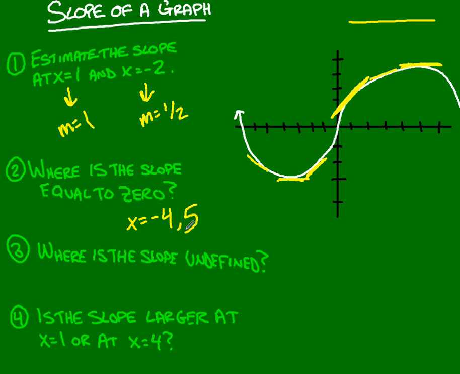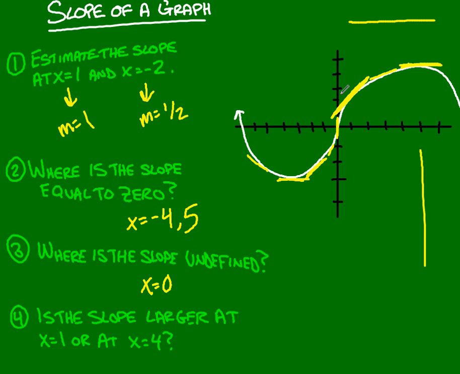Where is the slope undefined? An undefined slope is a vertical slope. So where does it look like I might get a vertical slope? I'd say maybe right there. You can argue that maybe that's not an undefined slope. They'll be pretty obvious when you want it to be undefined. So I'm going to say at x equals 0, I have my function kind of going straight up and down.